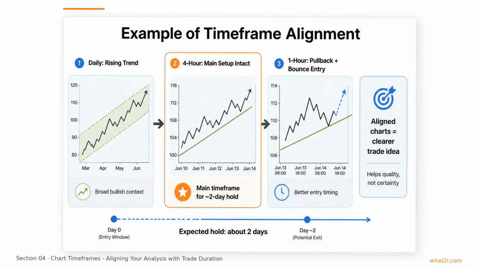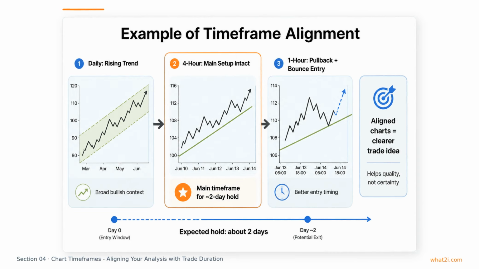A 4-hour chart might then serve as your main decision chart, where you evaluate whether the setup still looks intact. A 1-hour chart can help you spot a pullback and bounce for a more precise entry. In that arrangement, each chart supports the same trade idea at a different level of detail. When the daily trend, the 4-hour setup, and the 1-hour timing all point in the same direction, the idea usually becomes clearer. That alignment does not remove risk, but it often improves structure.